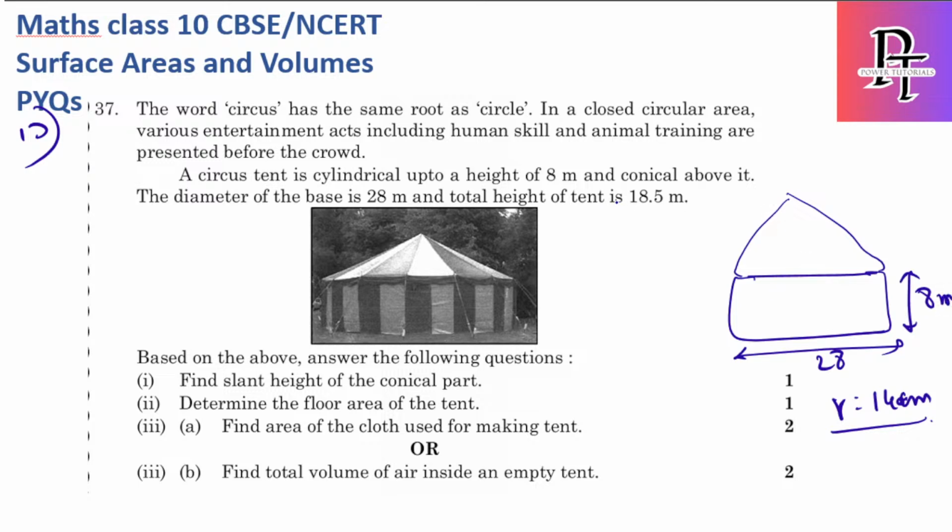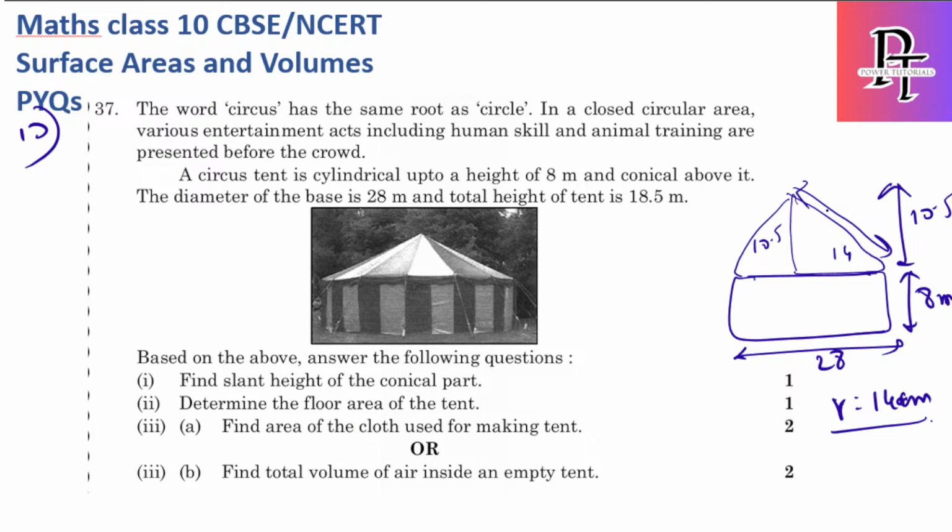Total height of tent is 18.5. So here already 8 is done, so remaining is 10.5. So 10.5 is the height of cone, fine, and the radius is 14. If they ask you surface area, then you need to find the slant height. If they are not asking surface area, then no need to find the slant height. Okay, let's see what they are asking. First one, find the slant height. So we have to find it.